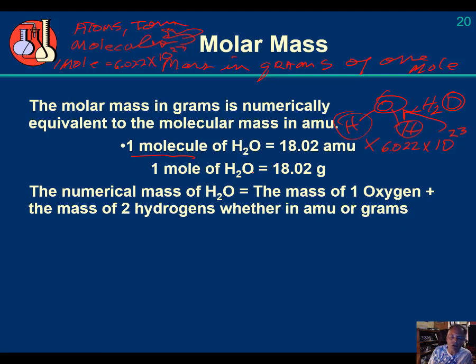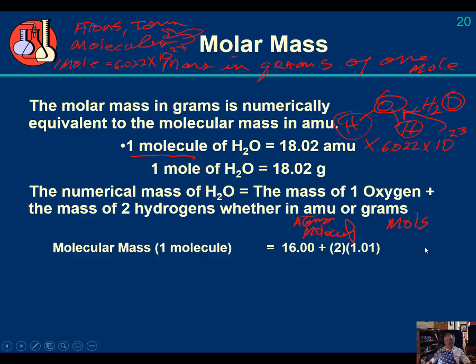So AMU, we're talking about atoms, molecules, and here with grams, we're talking about moles. Okay? All right. So the way that we compute this is the molecular mass. The mass of 1 molecule is 16 AMU for oxygen, because we're talking about an atom of oxygen, and this is 2 times 1 atom of hydrogen.